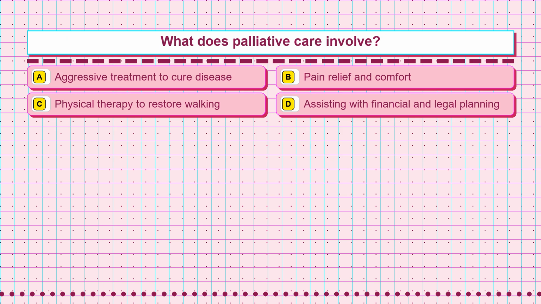Question 48. What does palliative care involve? Option A, aggressive treatment to cure disease. Option B, pain relief and comfort. Option C, physical therapy to restore walking. Option D, assisting with financial and legal planning.